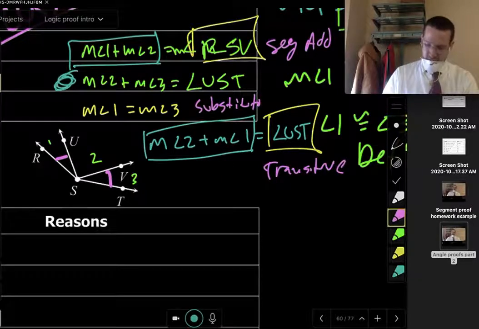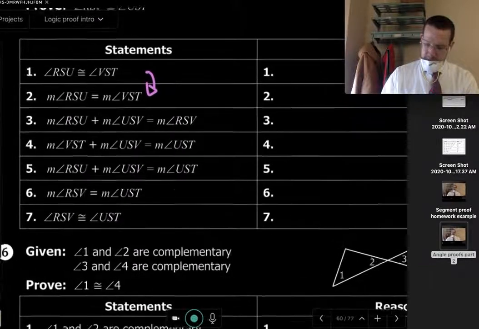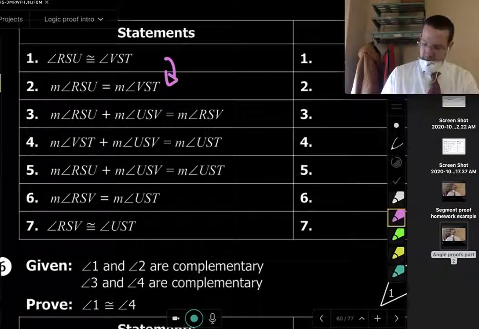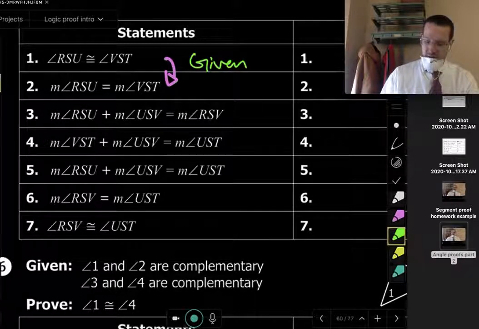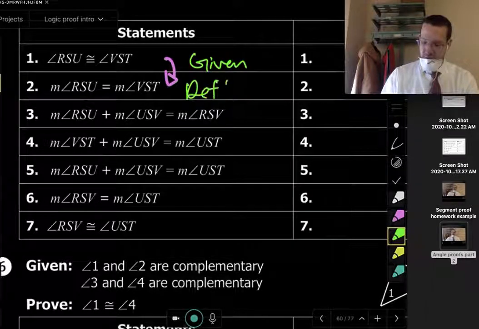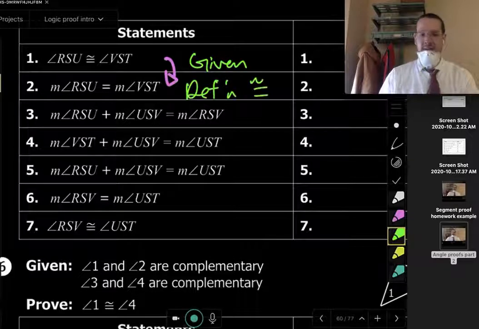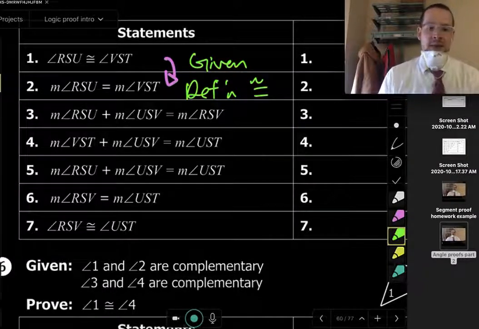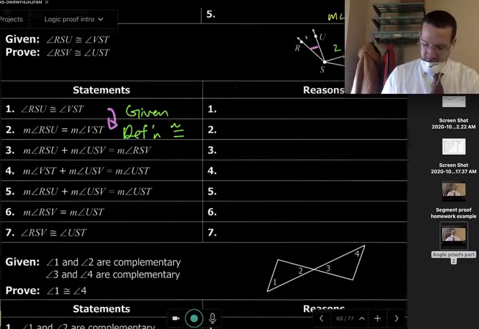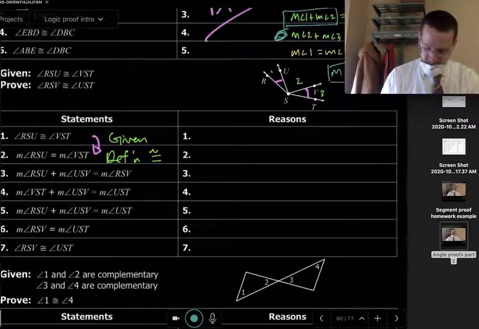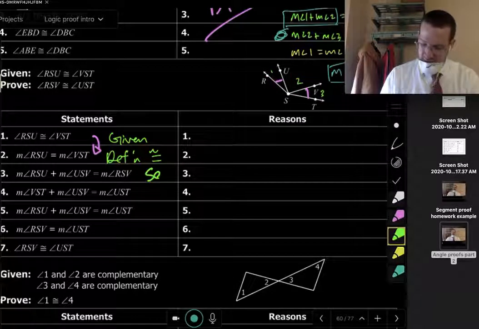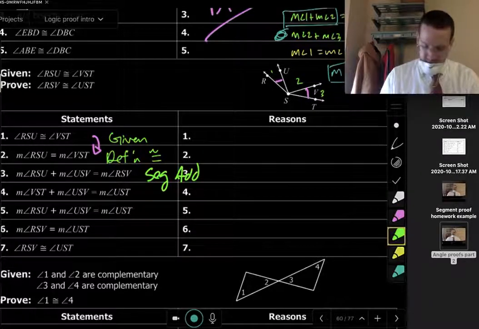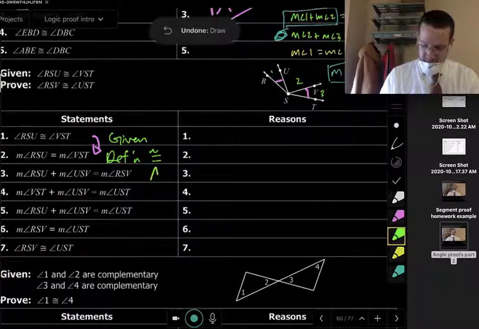So let's look at this proof. Okay, so the first thing we are always given: we have RSU, and this is the definition of congruence. We're just transferring this. That's the definition of congruence. And now let's see what we have here. This looks like segment addition, right? RSU plus USV is equal to the whole thing. So that's just stating the obvious. This is segment addition. Or not segment addition. That might be angle addition. There we go.